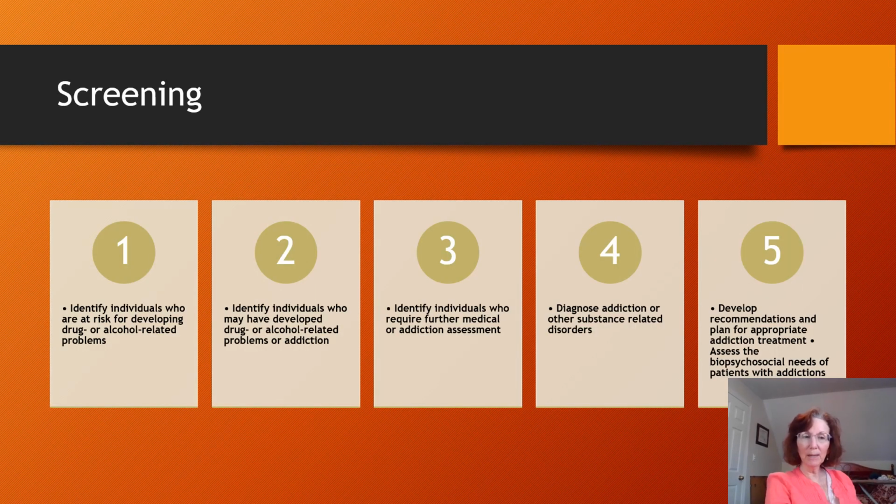Screening is a 5-step process. 1, we identify individuals who are at risk for developing drug or alcohol-related problems. 2, we identify individuals that may have developed drug or alcohol-related problems or addiction. 3, we identify individuals who require further medical or addiction assessment. 4, we diagnose addiction or other substance-related disorders. And 5, we develop recommendations and plans for care, and we assess the biopsychosocial needs of our patients with addiction problems.